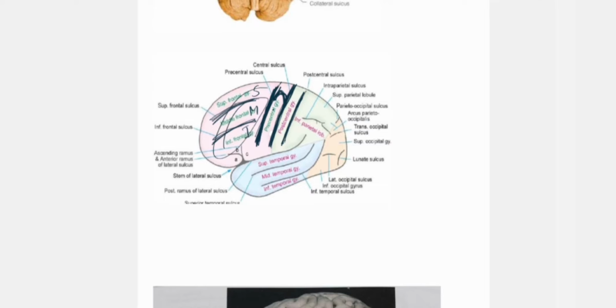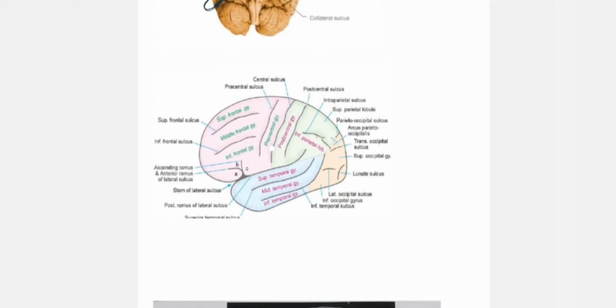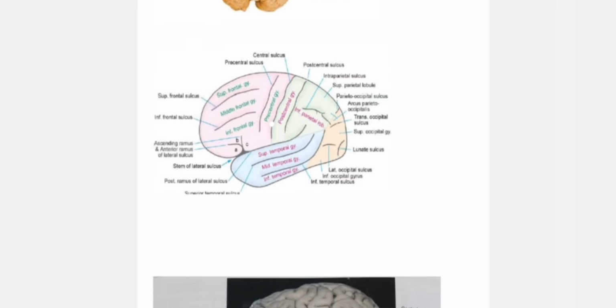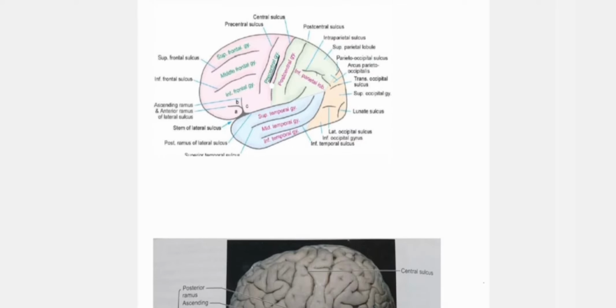That is, superior, middle and inferior frontal gyrus, then precentral gyrus, and also the areas formed by the lateral sulcus. Then coming to the parietal lobe, there is a postcentral sulcus which forms a postcentral gyrus, and behind that there is an intraparietal sulcus. It divides the parietal lobe into superior and inferior parietal lobules.